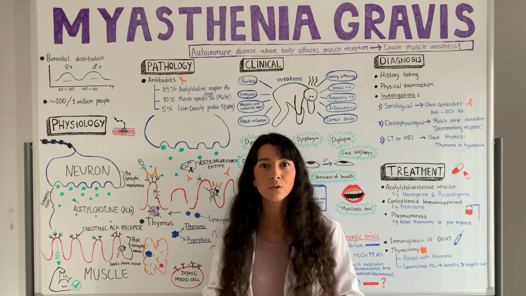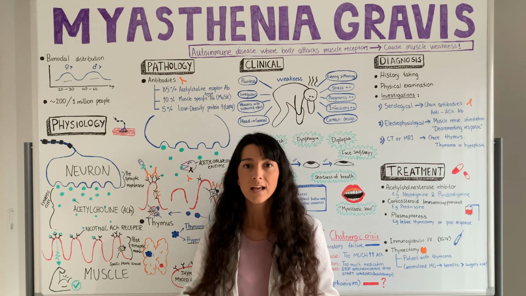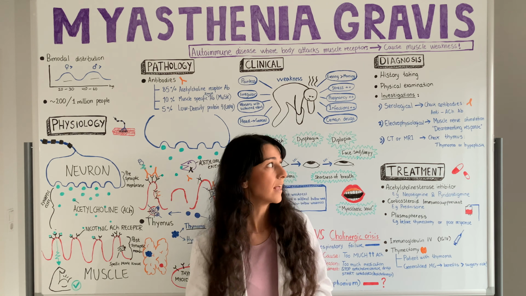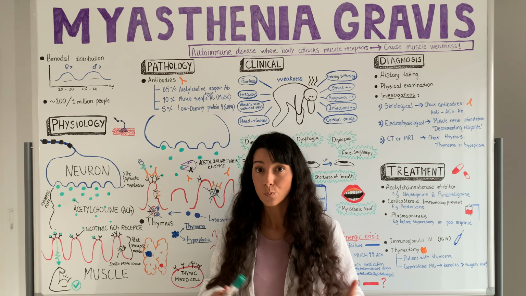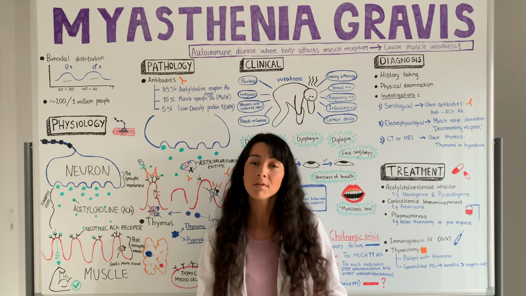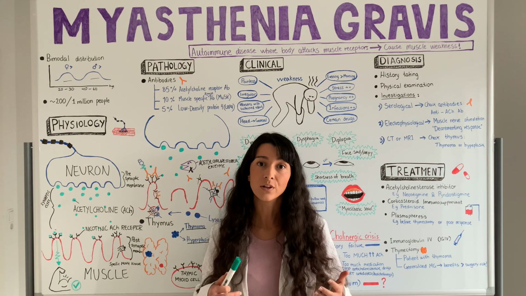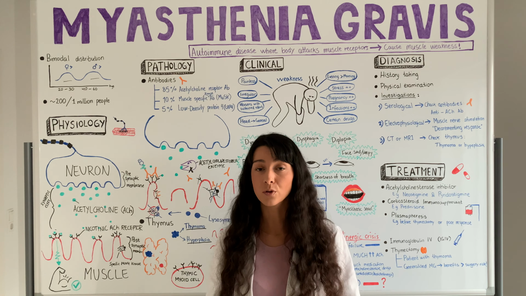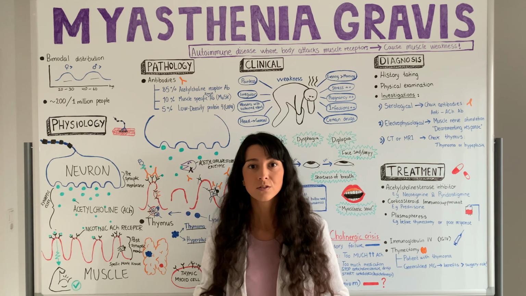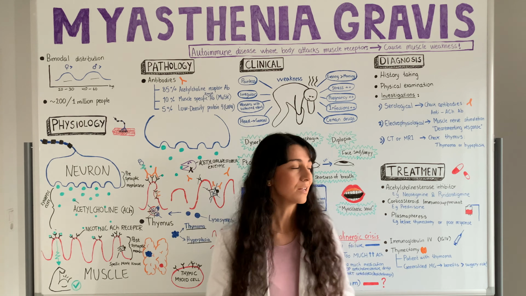And another good way to distinguish between Lambert-Eaton disease and myasthenia gravis is that in Lambert-Eaton disease, which is also an autoimmune disease causing problems in the neuromuscular junction, when you stimulate the nerve, the response of the muscle will be higher, so it will increase. So that's another good way to distinguish.